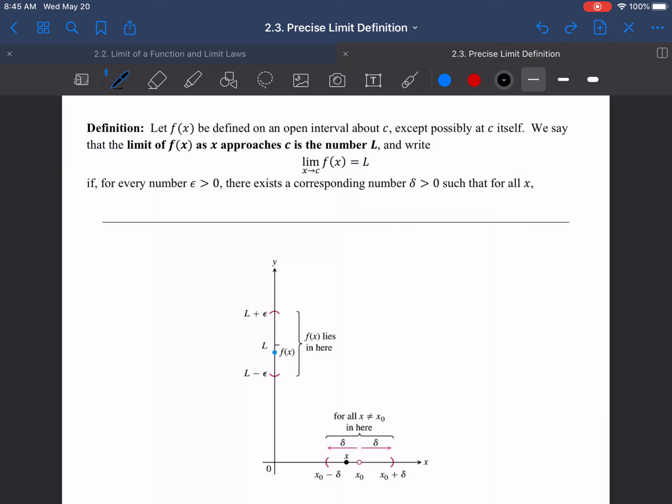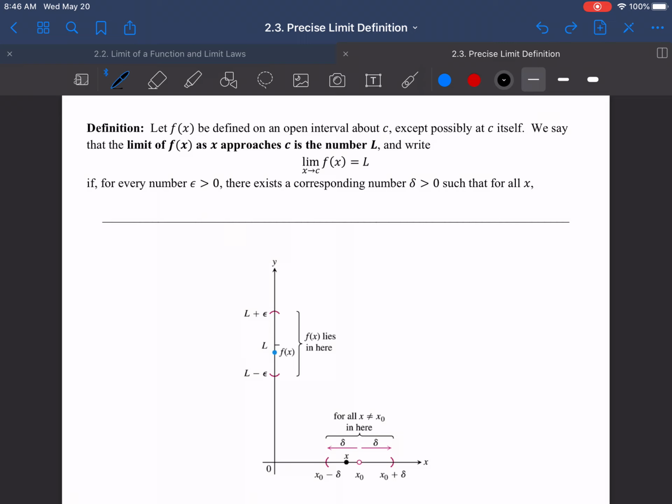So definition: let f of x be defined on an open interval about c, except possibly at c itself. Because remember, we're taking the limit as x goes to c, not right at c, so we don't actually have to have it defined there. We say that the limit of f of x as x approaches c is the number L, and we write it just like we've been doing. Limit of f of x as x approaches c equals L.